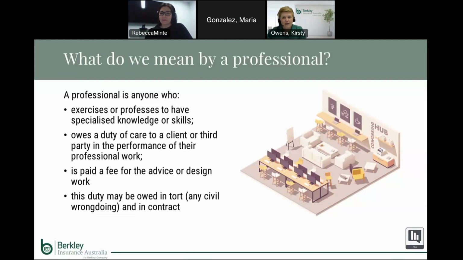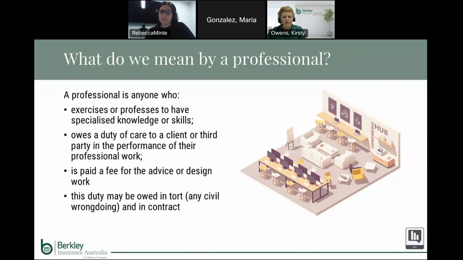They owe a duty of care in the performance of professional work. They're usually paid a fee for the advice or design work, and that fee would be separate to the sale of a product. So it's quite a clear differentiation between the two. And the duty might be owed in tort, such as the civil wrongdoings, as we mentioned earlier, as well as in contract. And not mentioned in this slide, but also another indication is membership of a professional association.